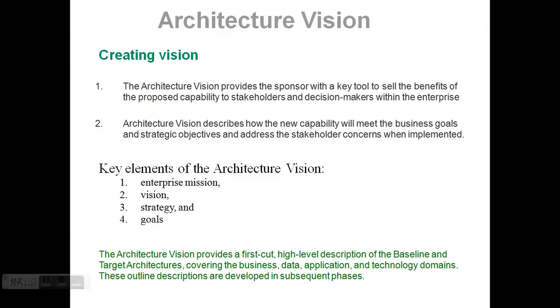The architectural vision provides a first cut, high-level description of the baseline and the target architecture, covering the business, data, application, technology, and all these domains. These outline descriptions are developed in subsequent phases. So at this phase, we're not developing anything. We're just creating the vision of what is to be.